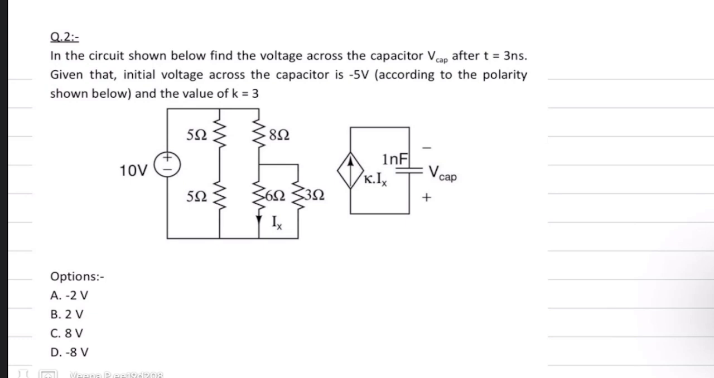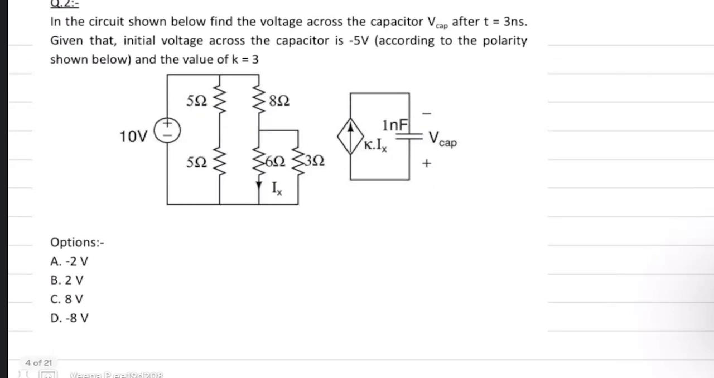Okay, so I hope everyone has gone through the question. Let us now solve it. In the given circuit shown below, find the voltage across a capacitor V cap after t equal to 3 nanoseconds. Given that the initial voltage across the capacitor is minus 5 volts according to the polarity shown below, and the value of k equal to 3.